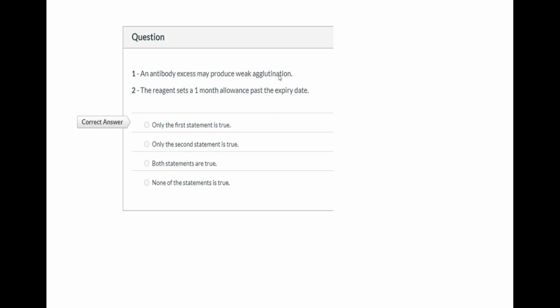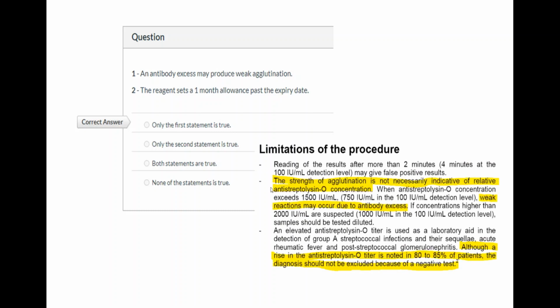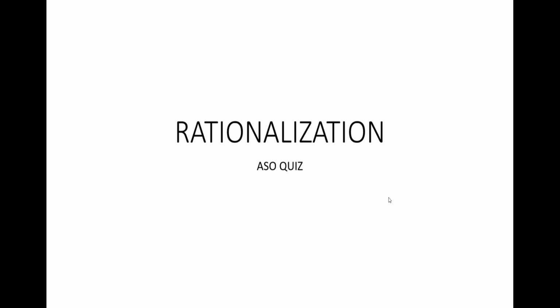An antibody excess may produce a weak agglutination, as I have mentioned earlier, that weak reactions may result when there is antibody excess. So that's it. That ends our rationalization for the ASO quiz. I hope you were able to take note of the explanations presented to you.